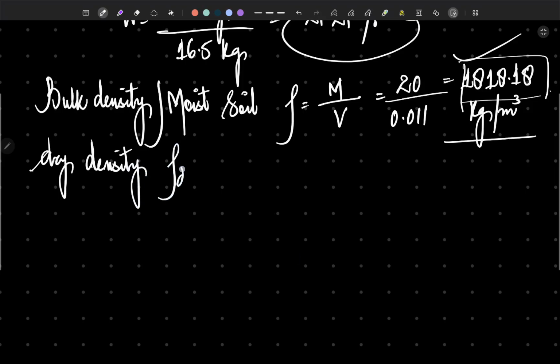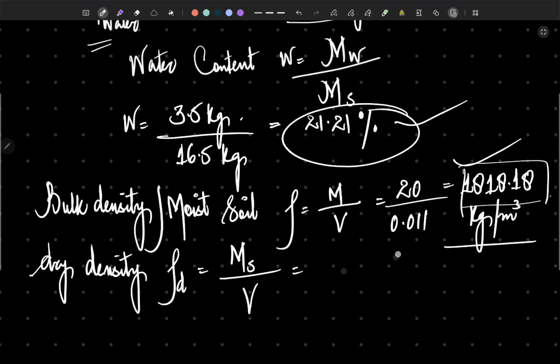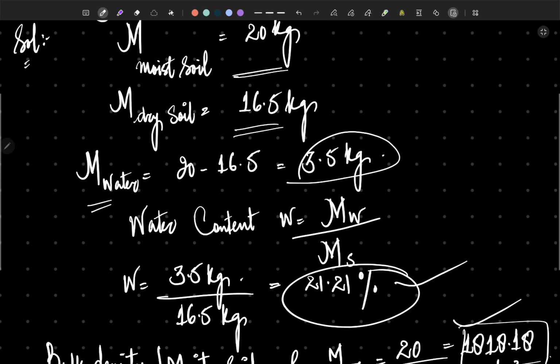Dry density, denoted by this, is the mass of soil solids divided by total volume. Soil solids, how much? 16.5, because when this chunk of moist soil was placed in the oven, its total mass at that particular period of time was 20 kgs. After drying in the oven, all the water content was gone. The remaining mass was 16.5 kilograms.